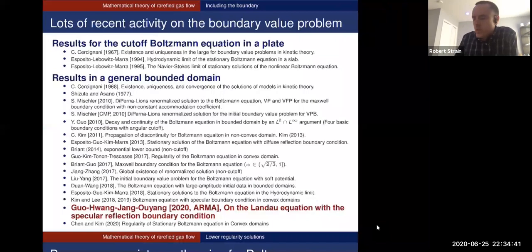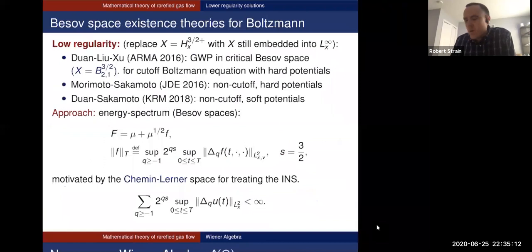But I do want to point out this result right here by Quoc-Hung, Zhang, and Ouyang that recently appeared in ARMA on the Landau equation with specular reflection boundary conditions. They can prove the global existence of perturbative near-equilibrium solutions to the Landau equation with a specular reflection boundary condition. And so that's nice. Okay, one more slide on results for the Boltzmann equation.